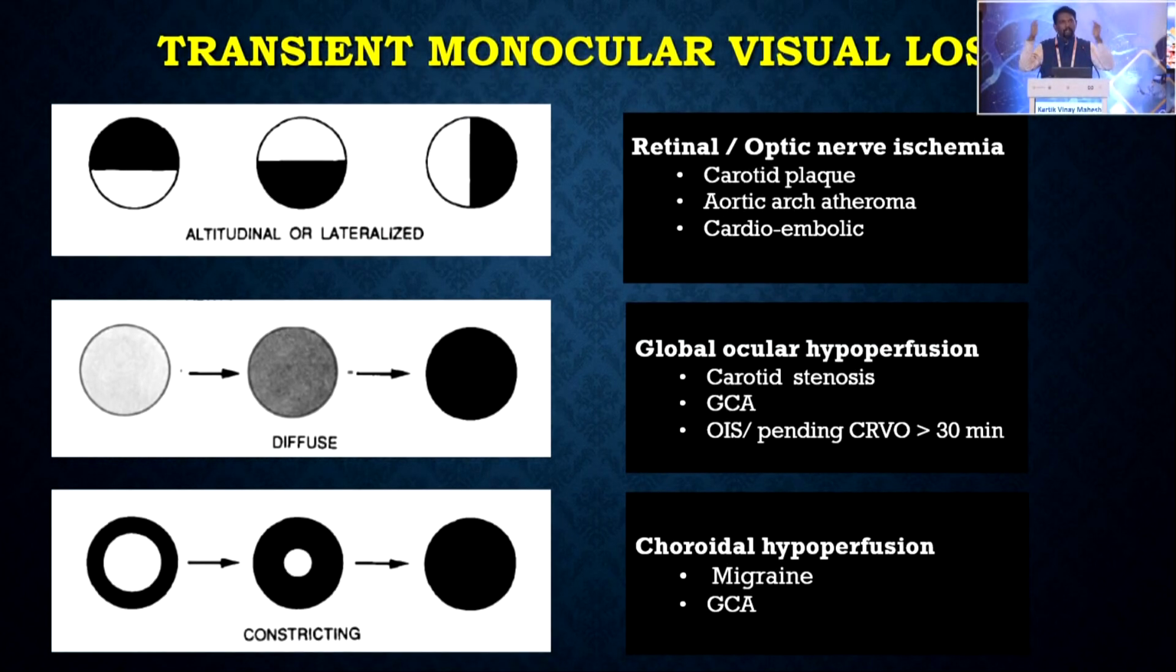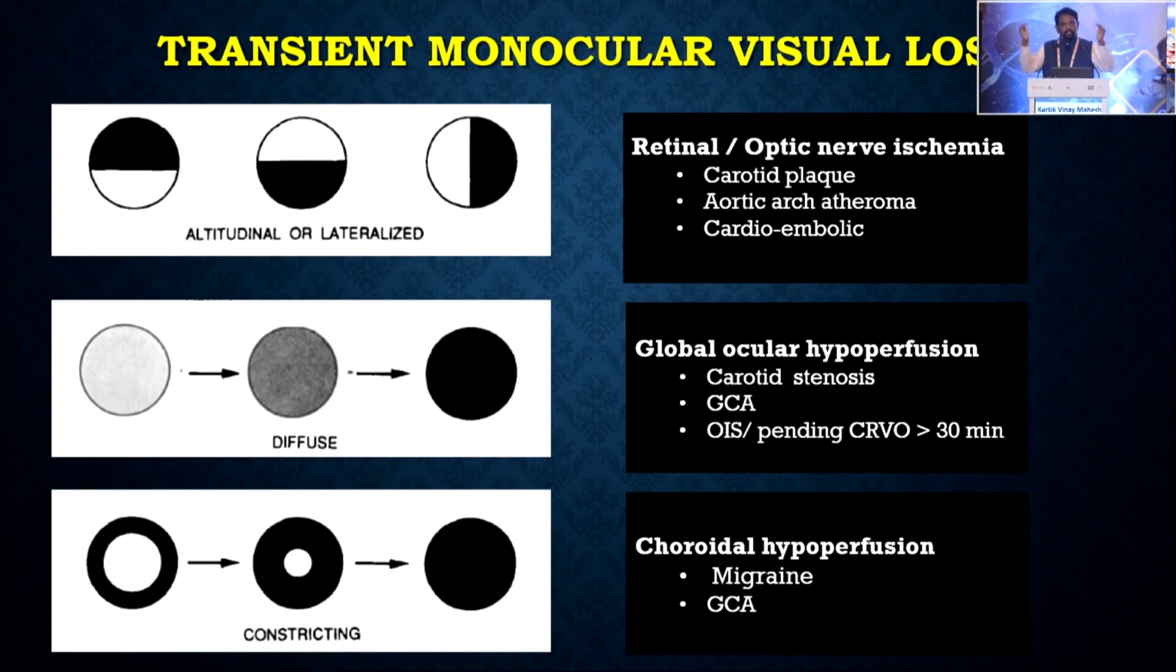When you have diffuse graying of visual fields, the entire field is graying out, then you say this is a global ocular hypoperfusion. This ocular hypoperfusion always involves the common carotids, where both internal and external carotid arteries are getting involved. So you have global hypoperfusion. This can be seen in carotid stenosis, giant cell arteritis, or ocular ischemic syndrome, which the first patient had.